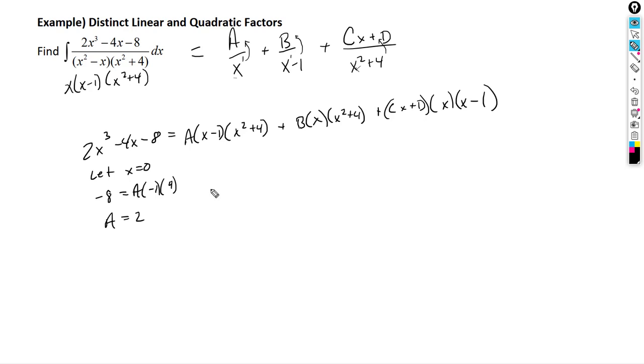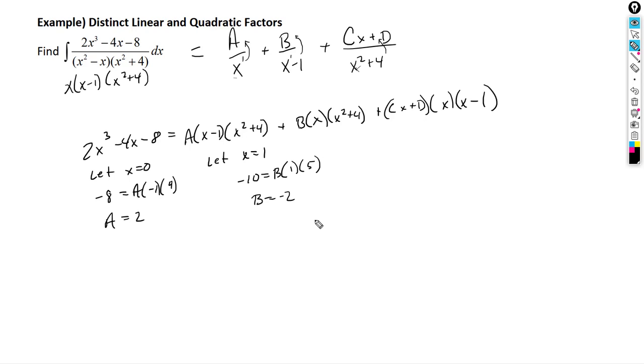Then I can let x be 1. Because x is 1, the A terms are going to cancel, the C terms are going to cancel, and the D terms too. But then the B term is going to be left, and I can solve for that. If I plug in 1, I get 2 minus 4 minus 8, which is negative 2, so negative 10, equals B times 1 times 5. And therefore B is going to be equal to negative 2.